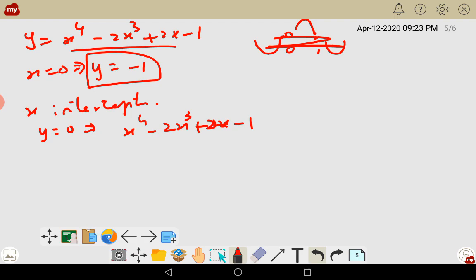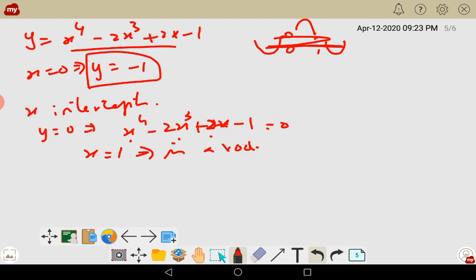How to solve this one? Equation of degree 4. Take first trial and error gives x equal to 1 is a root. When substitute x equal to 1, it will be 1 minus 2 plus 2 minus 1. It is 0, isn't it?